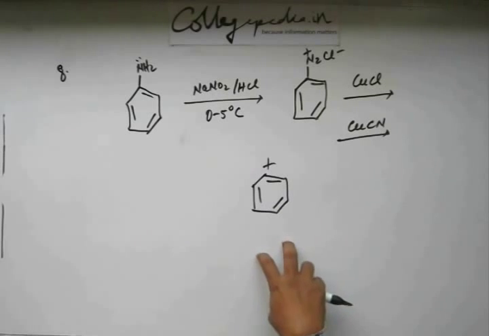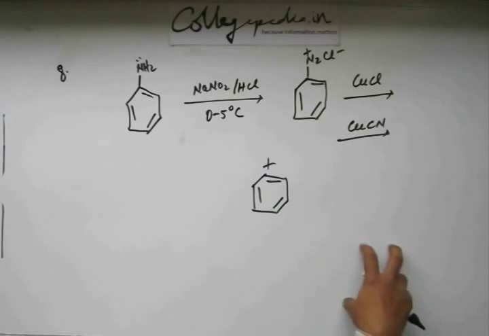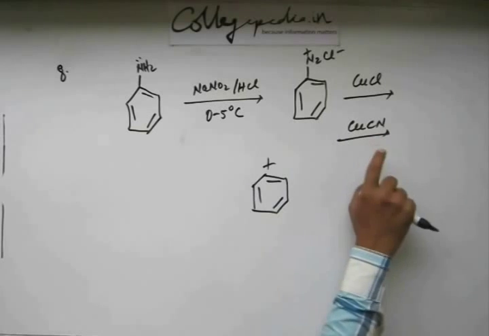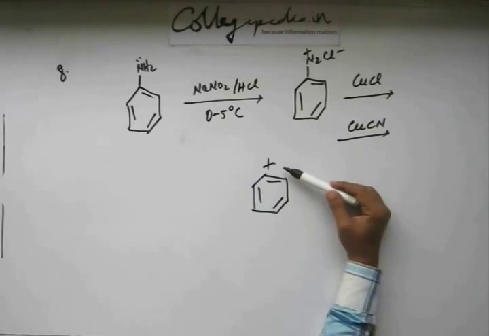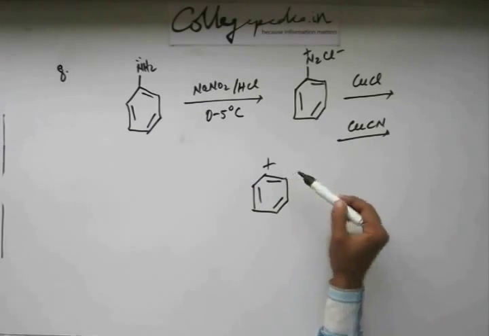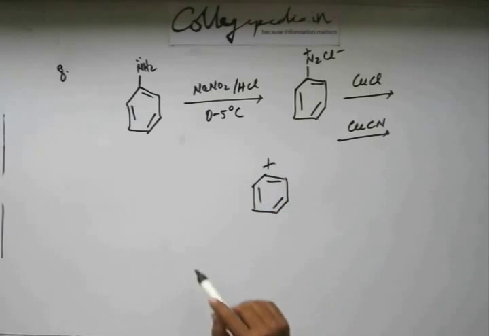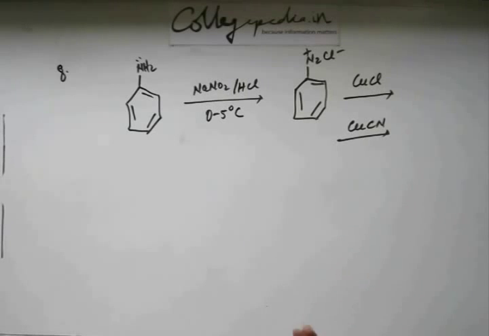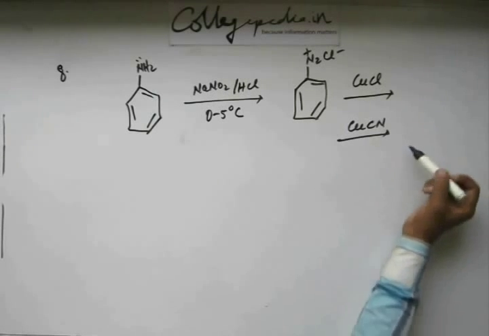But it doesn't happen discretely. It happens all simultaneously. As nitrogen gas is moving out, this nucleophile is attacking. So here the pure carbocation is never generated. So this unstable carbocation is never formed. Nevertheless, nitrogen gas goes out, and this nucleophile that you're adding from outside comes in.